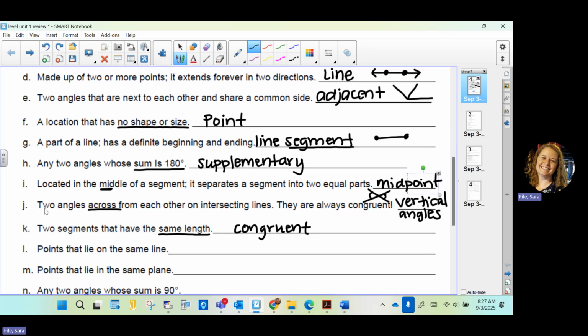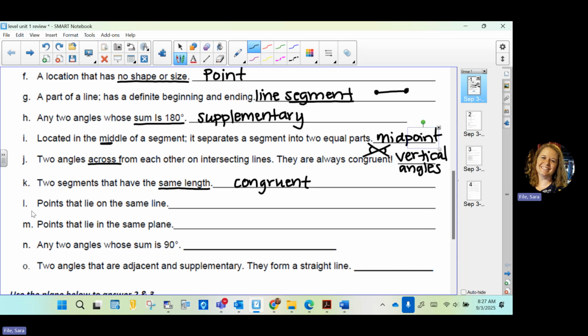Points that lie on the same line. Good, it's line, it's linear. When we see same, that's the co. So if they're together on the same line, they are collinear. If they are together on the same plane, they are coplanar.